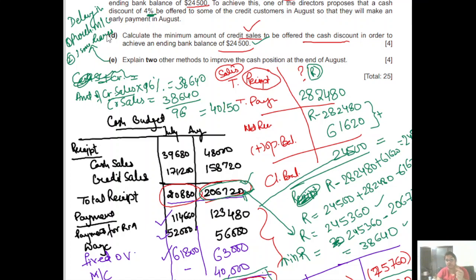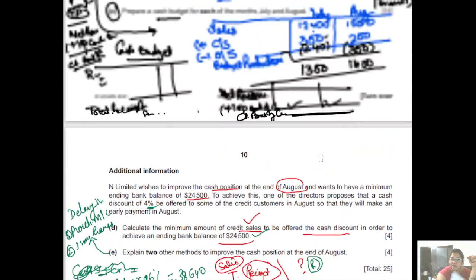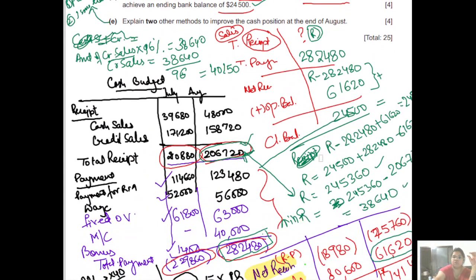Now quick revision, quickly. Cash budget: receipt, then payment. Total receipt, then total payment, then net receivable. After net receivable, plus the opening balance of cash, you will get the closing balance of cash. And this is something difficult I found, the D part. Look, if you know the concept, there is no difficulty. So how are you going to do that?